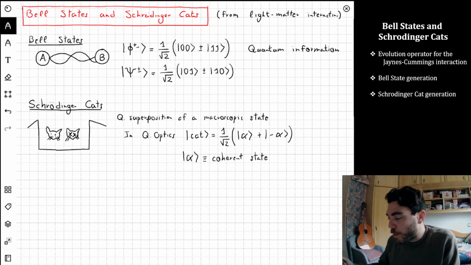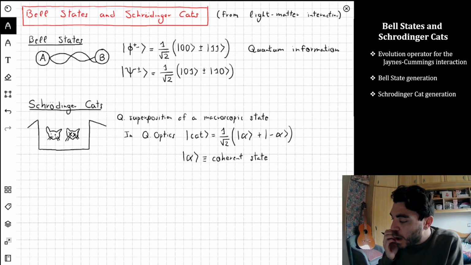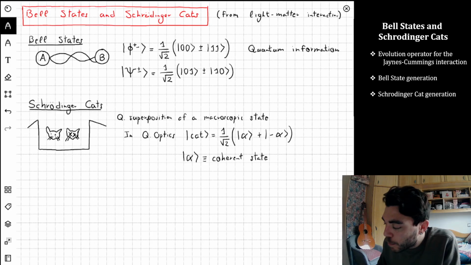These are the basis of them, and we're going to derive how to get them just using the light-matter interaction that we saw. So the two states that we are going to see are the Bell states and the Schrodinger cat state. The Bell state is a state in which you have two systems, A and B, and they are maximally entangled between these two systems. It's an abstract concept, between A and B.